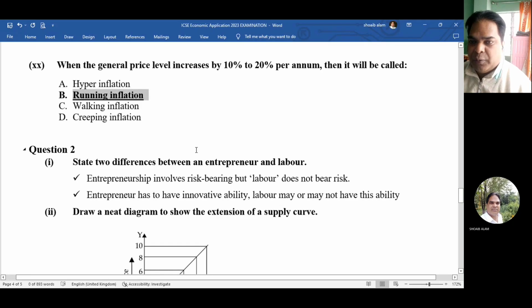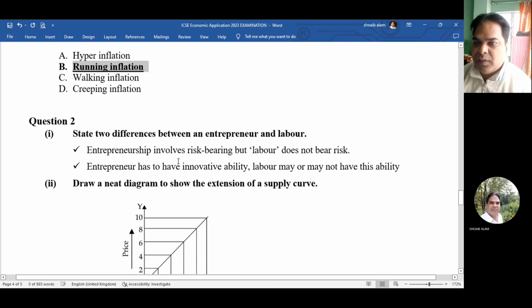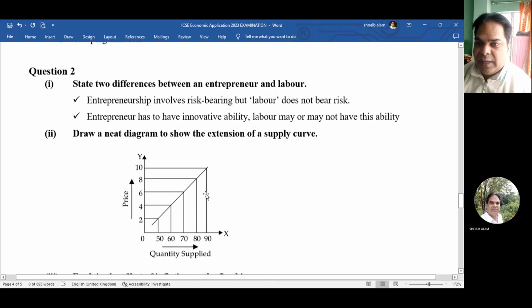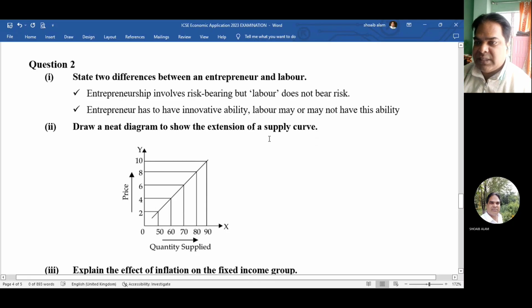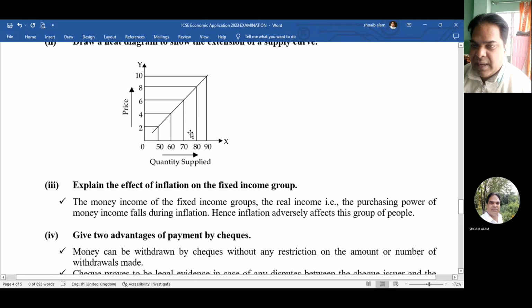Question number 2. State two differences between an entrepreneur and labor. Answer is, you can say, entrepreneurship involves risk bearing, but labor does not bear risk. Second one, entrepreneur has to have innovative ability. Labor may or may not have this ability. So you have to draw a neat diagram to show the extension supply curve. So this is the diagram.